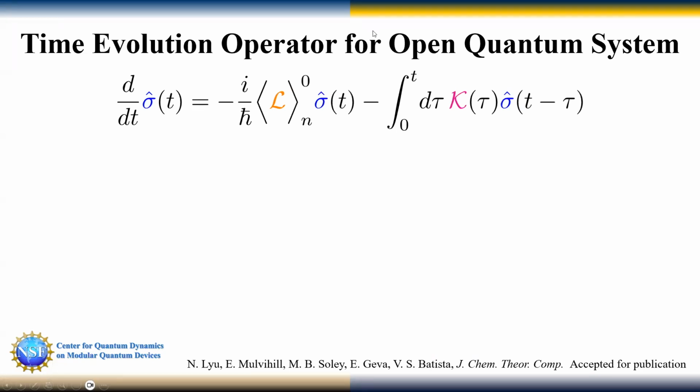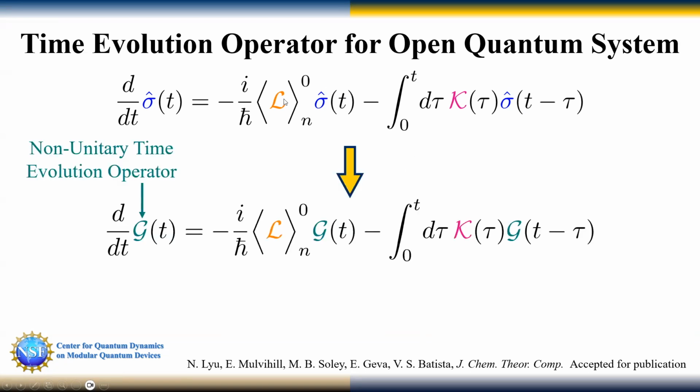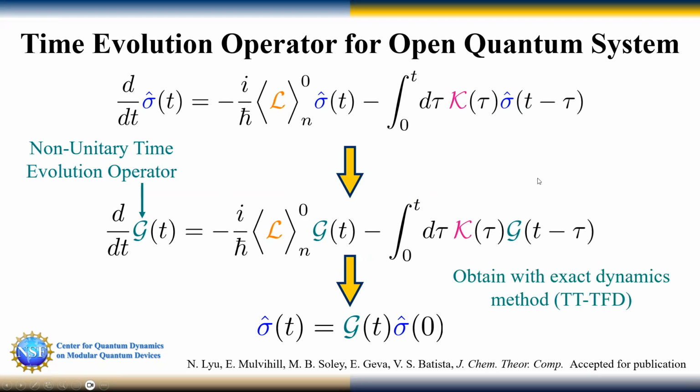Because it is not straightforward to transform this GQME into a quantum circuit all by itself, we take a roundabout. We first calculate the non-unitary time evolution operator, this G of t, or the propagator of the system, with the GQME. Then we apply this propagator in this form, and we basically simulate this equation on our quantum computers, in which we transform this propagator into quantum circuits, apply it on the initial state, sigma 0, and then obtain the system dynamics by measuring the quantum state in the circuit. This propagator, G of t, can be obtained with some exact dynamics methods, such as the TT-TFD.